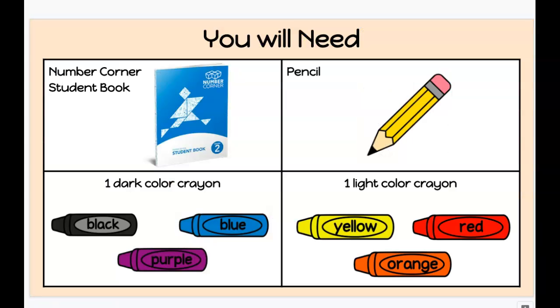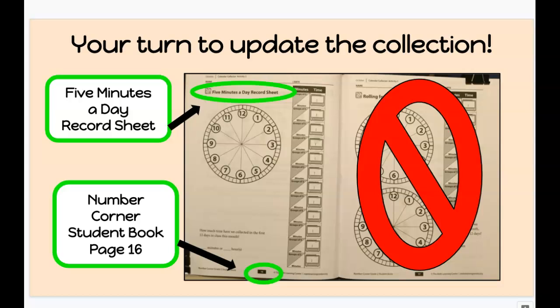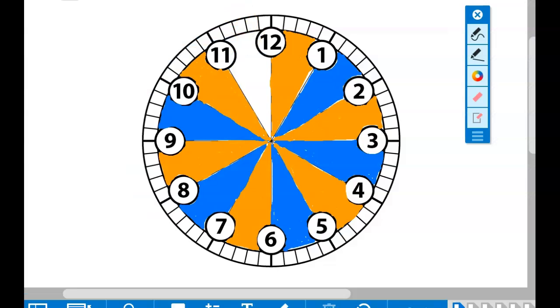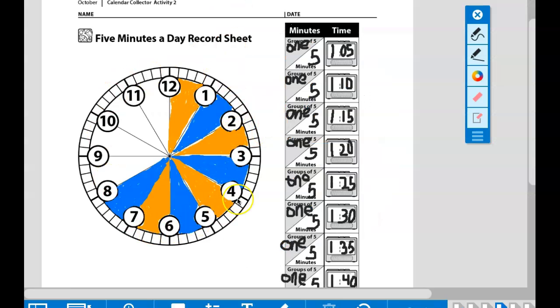So now it's your turn to finish up our calendar collector record sheet with me. So grab your student book, blue on the top, white on the bottom. Grab your pencil, and you'll need your same dark color crayon and your same light color crayon we've been using. Open up to page 16, our 5 minutes a day record sheet. Not page 17, we're still just on 1 clock. And let's fill in our last few parts of our collection. Here we go. Your sheet should look like this.